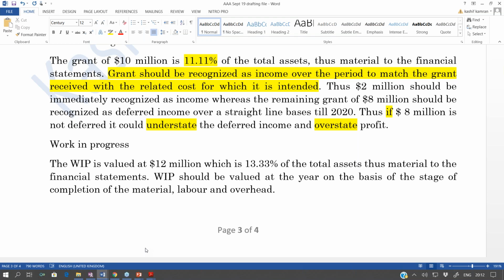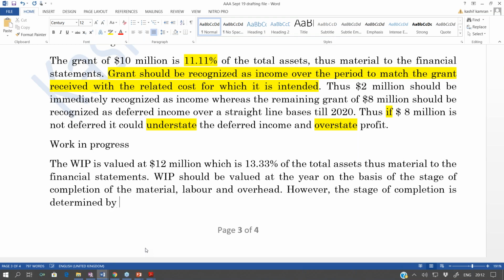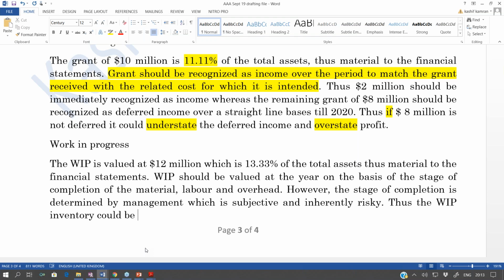Now comes the risk. However, the stage of completion is determined by management, which is subjective and inherently risky. Thus, the work in progress inventory could be inventory understates or inventory overstates. Okay, and do you all believe that the stage of completion is a subjective area? And anything which is subjective has a risk. So thus work in progress inventory could be overstated. I got my 3 marks.